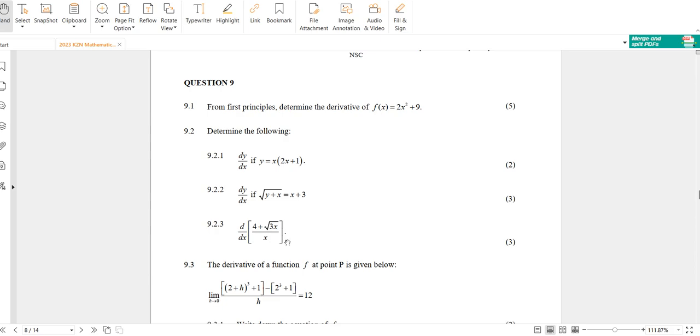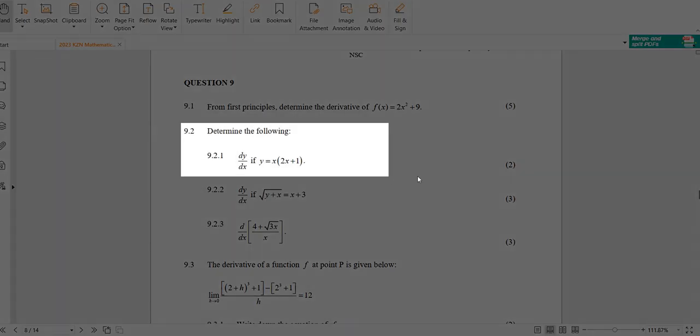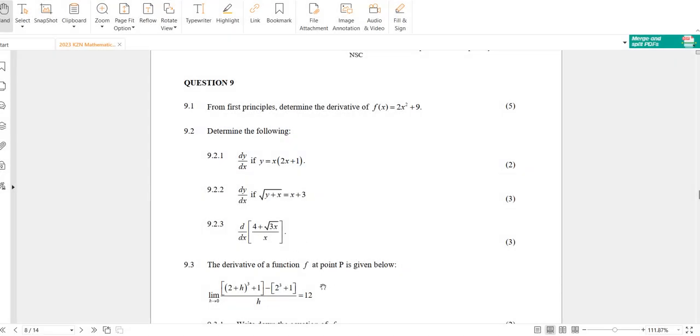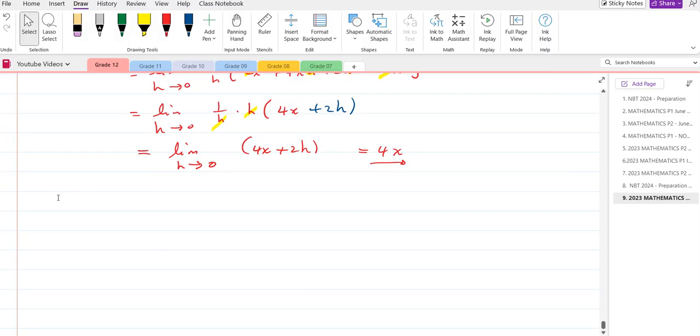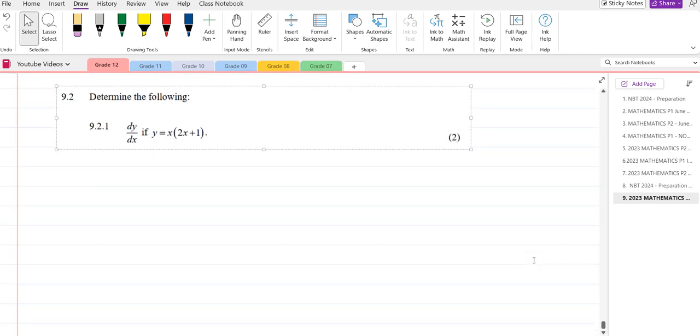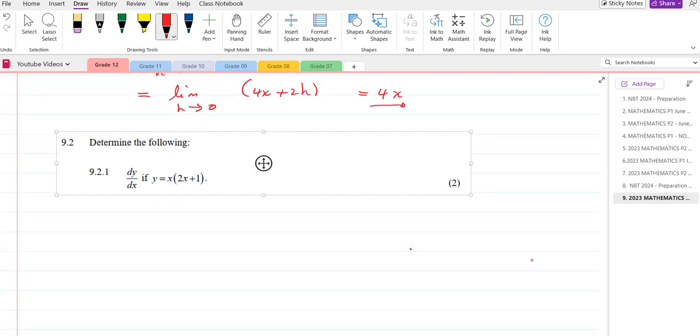Let's differentiate the following. Now you have brackets here, right? 9.2.1. Because you have brackets, make sure you open up the brackets. Now you need to know basic rules. You need to know rules of exponents, like x to the power negative n is 1 over x to the power n. You need to know rules of surds: the nth root of x to the power m is x to the power m over n. Right, basic rules. Now let's open this up because we need it in power form.